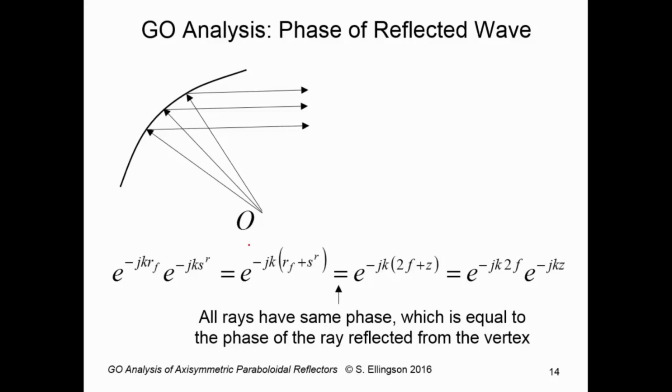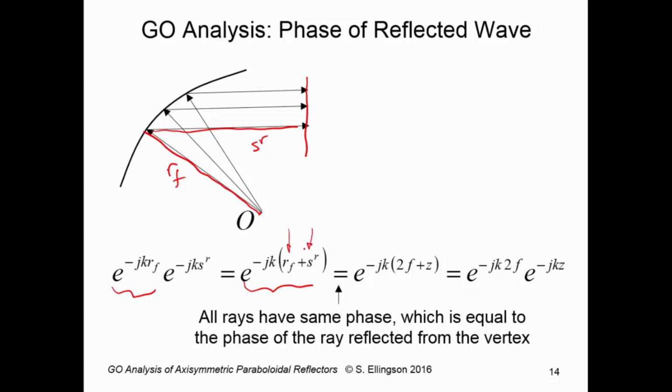Okay, the phase of the reflected wave, another component of the geo-reflected field solution. Well, we know that to get to any plane, we must traverse a distance equal to r sub f, right? This distance here, for example, is r sub f, and then this distance here would be written as s sub r. And for each of these rays, r sub f and s sub r is different, but the sum should be the same. All right, so in the phase factor, we get e to the minus jk (r sub f plus s sub r) for each one of these rays.